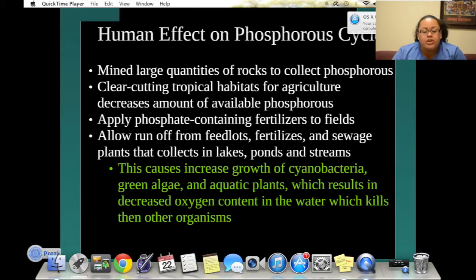And how is phosphorus polluting, you may ask? It actually increases the growth of different bacteria, green algae, and aquatic plants, which results in a decreased oxygen content in the water, which ends up killing a lot of other organisms that need the oxygen.